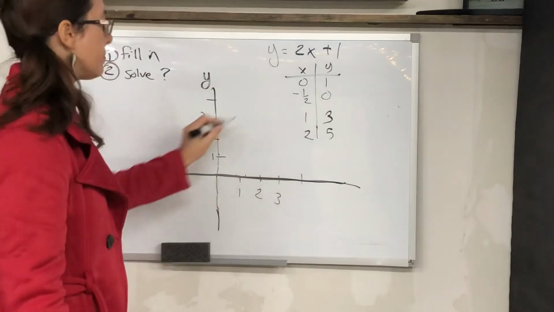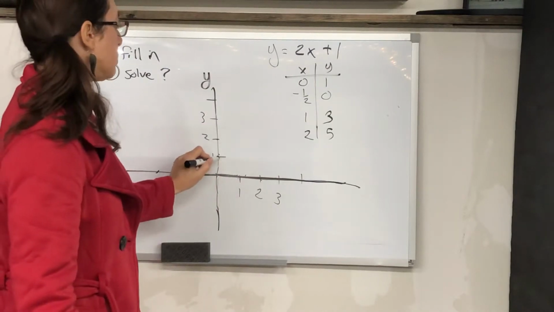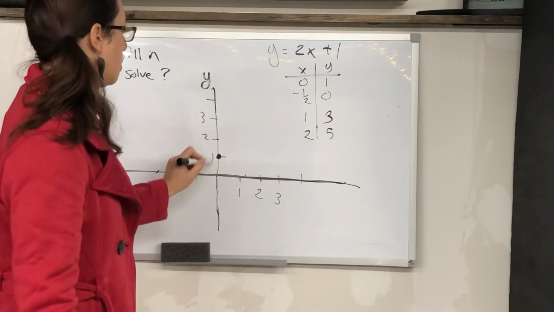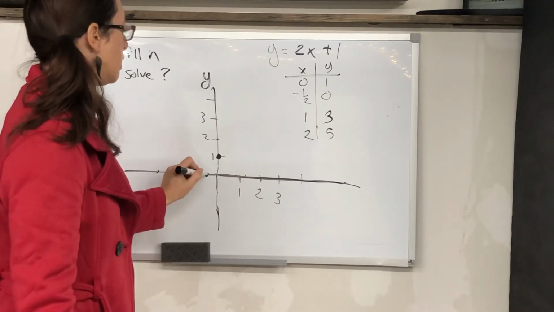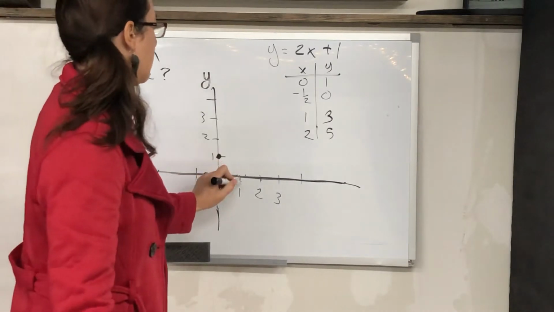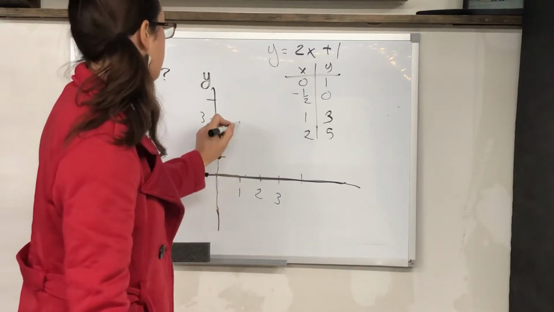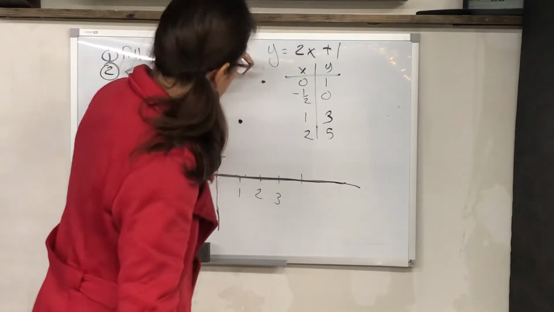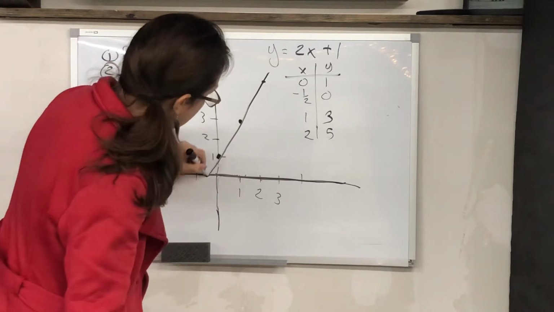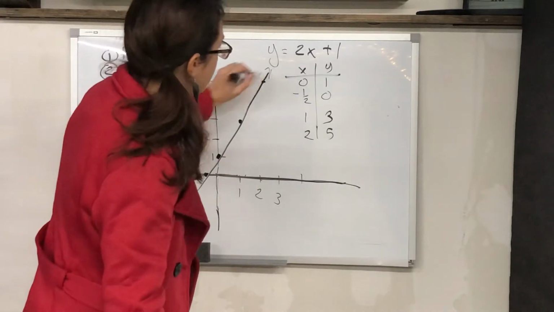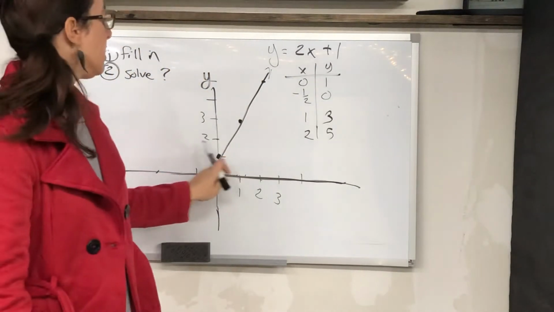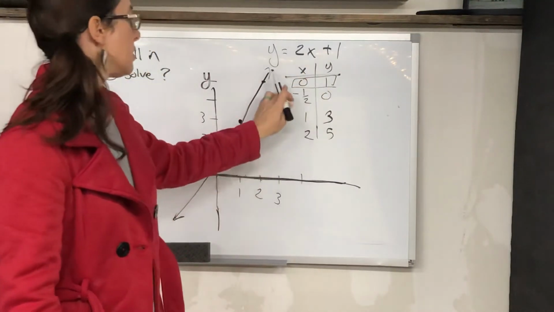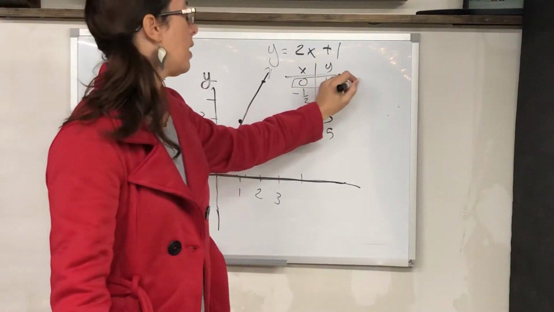So let's look at this. When x is 0, y is 1. When x is negative 1/2, we know y is 0. So there are 2 intercepts. When x is 1, y is 3, and when x is 2, y is 5. So we've got this pretty steep line. It crosses at two places. When x is 0, this is our y-intercept.